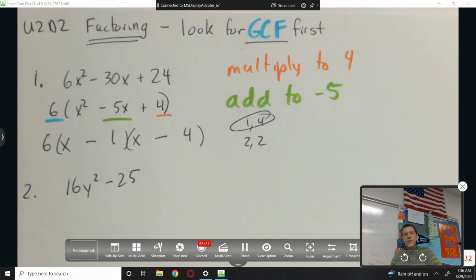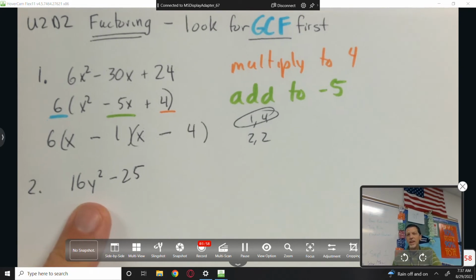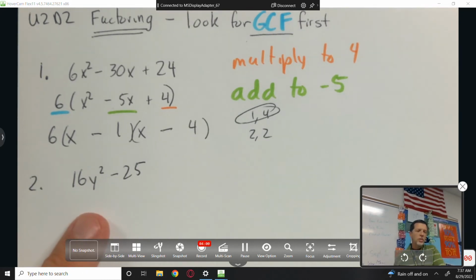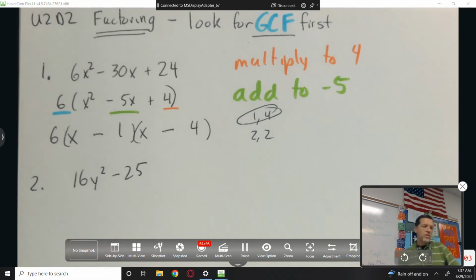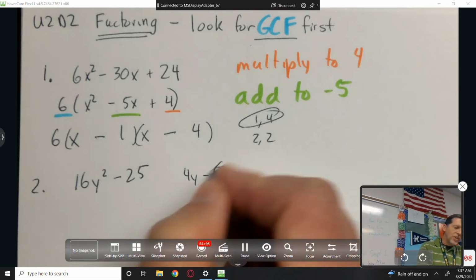16y squared minus 25. Okay, no GCF. Any thoughts on that one? What you got? You take the square root out of all of them. Okay, kind of. They are both perfect squares, so that's definitely related. Now, when you say you take the square root of both of them, you're not going to tell me the answer is just 4y minus 5, I hope. What would you say the answer is?